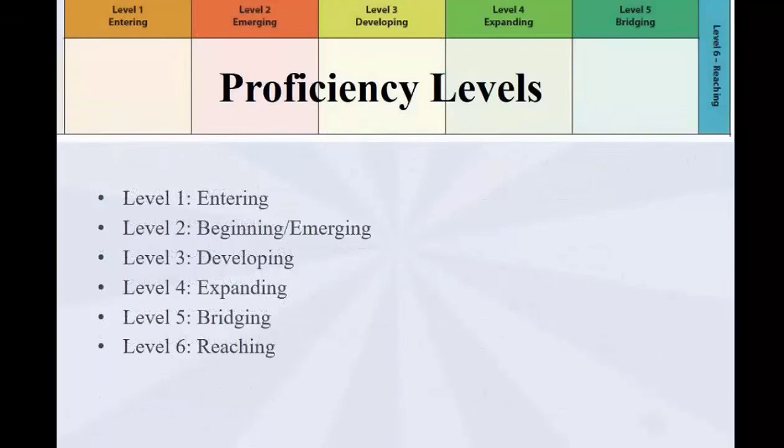There are 6 language proficiency levels. Level 1 is entering, Level 2 beginning or emerging, Level 3 developing, Level 4 expanding, Level 5 bridging, and Level 6 reaching. When a child first comes to the country and has no English proficiency whatsoever, they're considered a Level 1 student. As they progress and acquire English proficiency, they move up in the levels. The student will be able to perform according to their level of English proficiency.